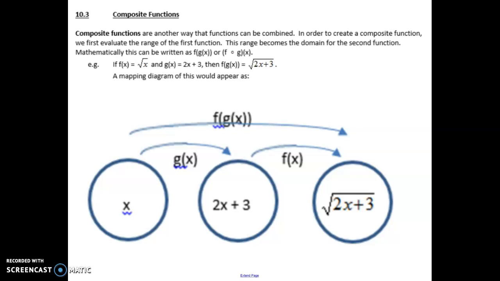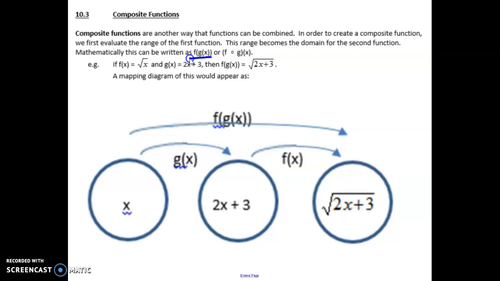Looking here at section 10.3, composite functions. Composite functions are another way that functions can be combined. In order to create a composite function, we evaluate the range of the first function. This range becomes the domain for the second function, and so on. Mathematically, this is written as f of g of x.